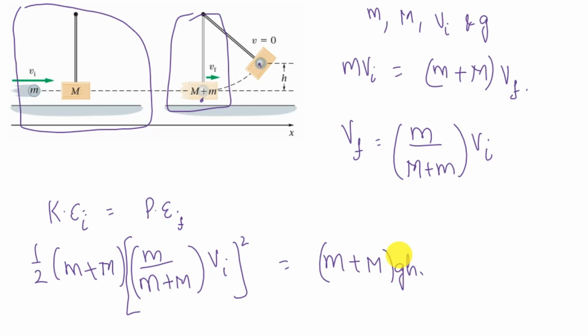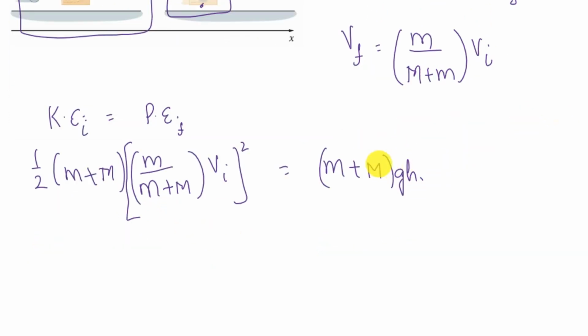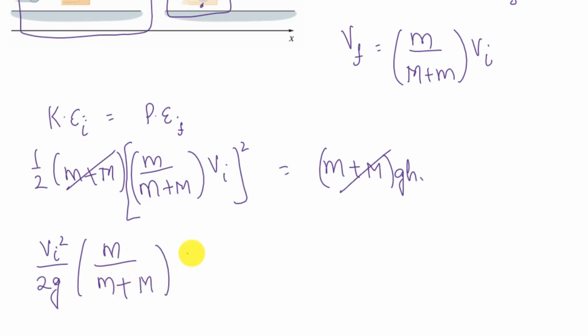Now after this, what can we do? We can get the expression for h from here. This thing and this thing will cancel. So I take g to the other side, and it becomes Vi squared divided by 2g times small m divided by (small m plus capital M) equals h. So this will be the height h of the system.